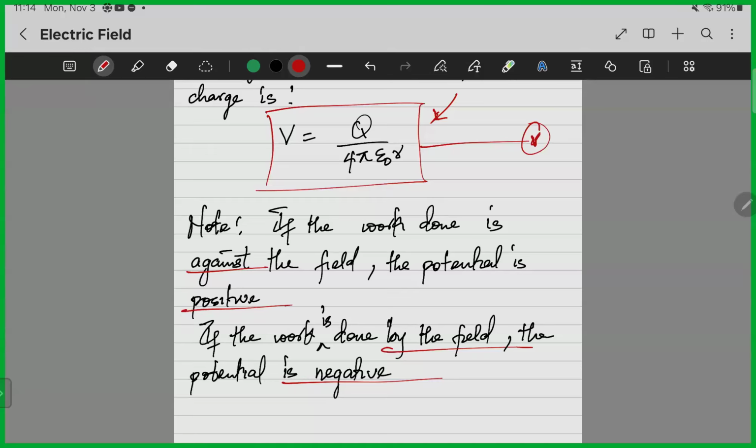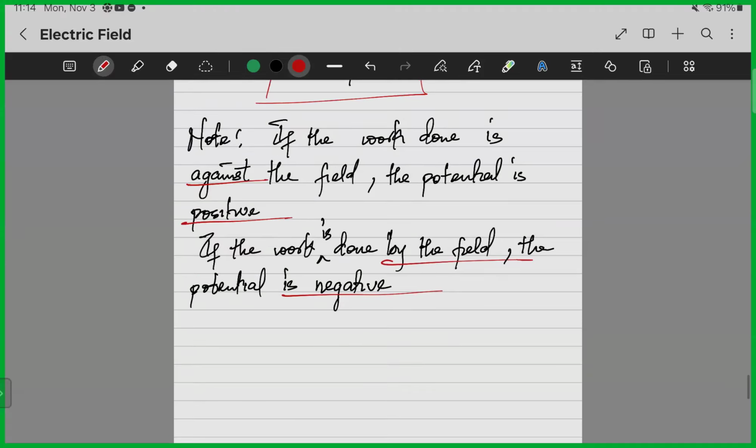The potential at infinity is 0. That's another point, so please take note of that. This is similar to the gravitational field. In the gravitational field, or for most fields, the potential at infinity is always 0. So when you hear infinity, you consider the potential to be 0. Put that in mind.